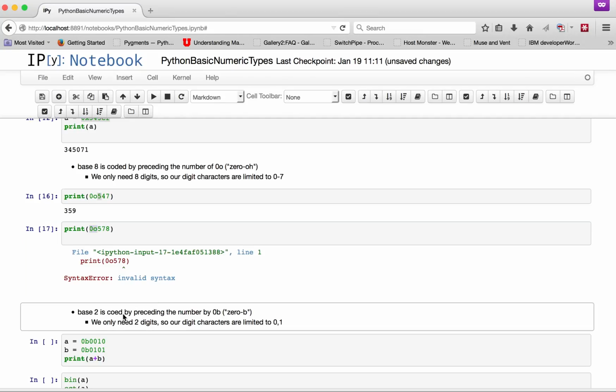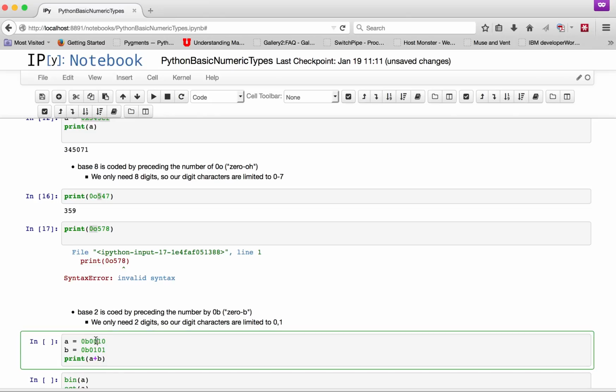Okay, so here now for binary numbers, which is base 2, we create these by typing 0b, and again we only need 2 digits, so we limit our digit characters to 0 and 1. And so I can create these integers. I can do any sort of mathematics with them, so I can create 2 digits here. So here this would be 0 times 2 to the 0th power, so that's 0 plus 1 times 2 to the 1 power, so this will be the number 2.